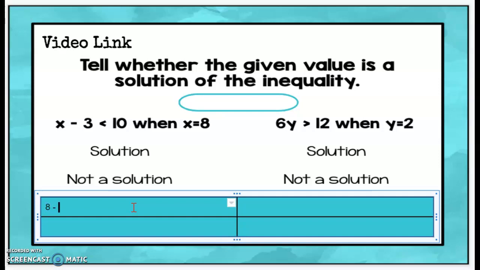So 8 minus 3 is less than 10. So what's 8 minus 3? Well, 8 minus 3 is 5, and we're going to then bring down everything else.